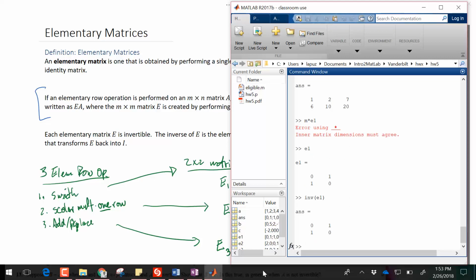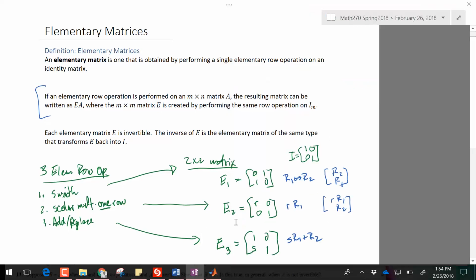Right? Which is to say E1 times E1 should equal the identity, right? So the inverse of a row swap is itself. That's not going to quite work out with the other two, but let's figure it out. It's still the same type.